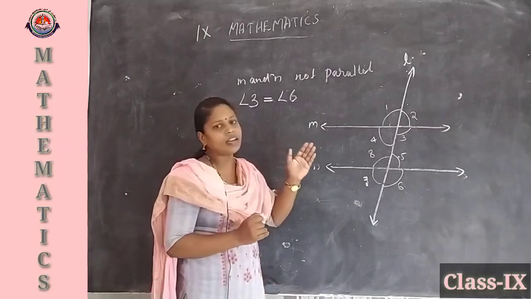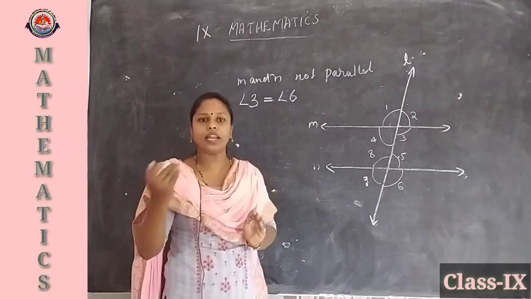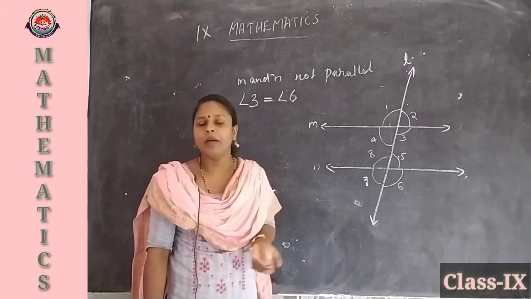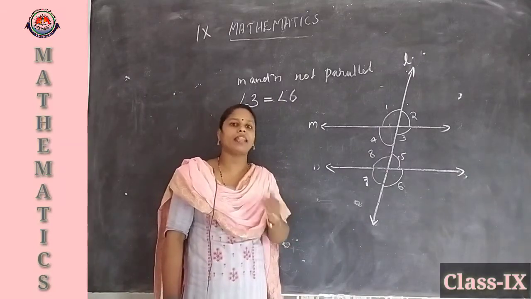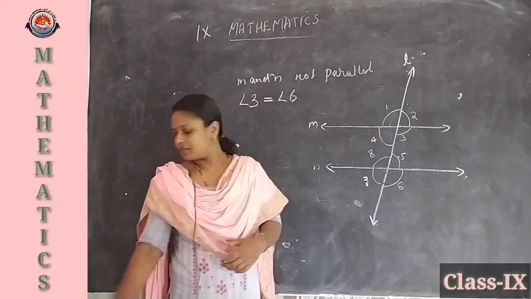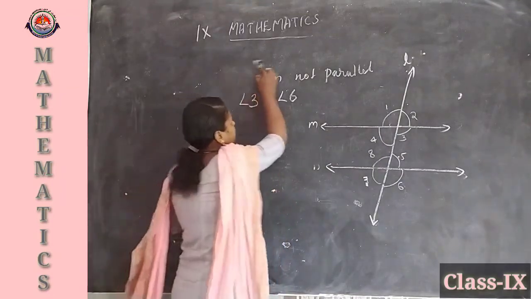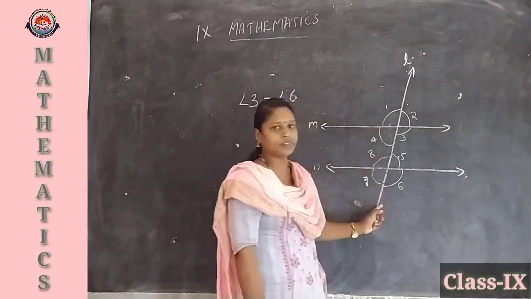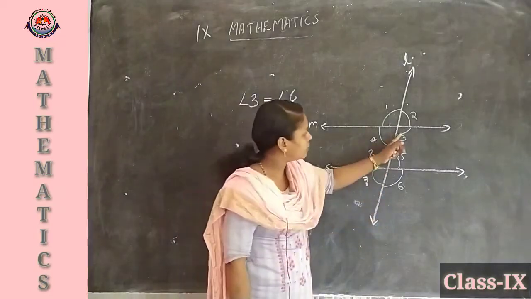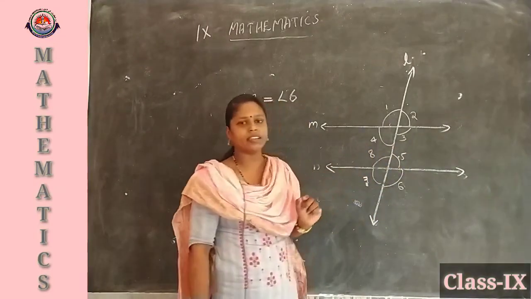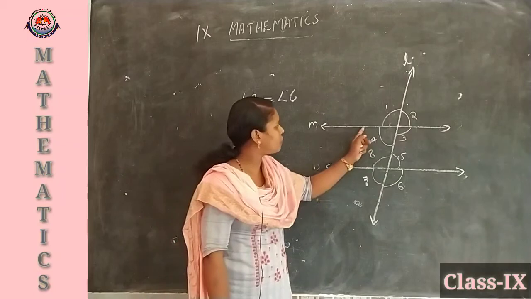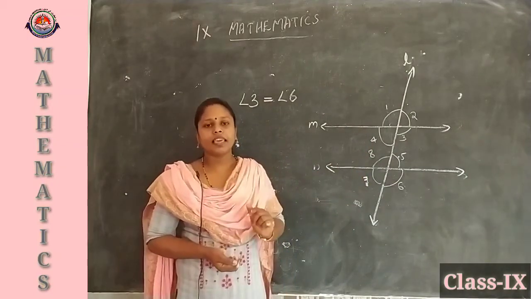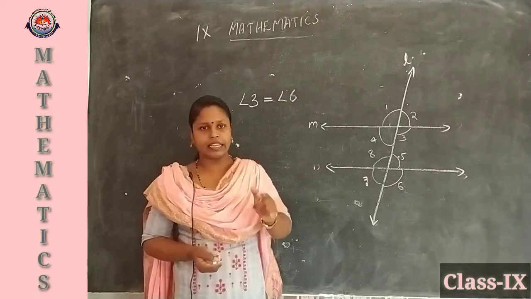If the line L is intersecting two lines such that a pair of corresponding angles are equal, then the lines will be parallel. Clear? So if we have two lines and a transversal, and one pair of corresponding angles are equal, then these two lines will be parallel. That is our second axiom. I think it is clear.